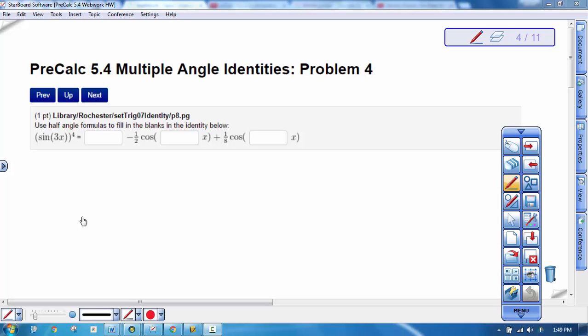Okay, the next problem is problem 4. We have the sine of 3x to the 4th. Let's write that as the sine squared of 3x times the sine squared of 3x, because we have some power reducing formulas that we can use. And those power reducing formulas are on our formula sheet.